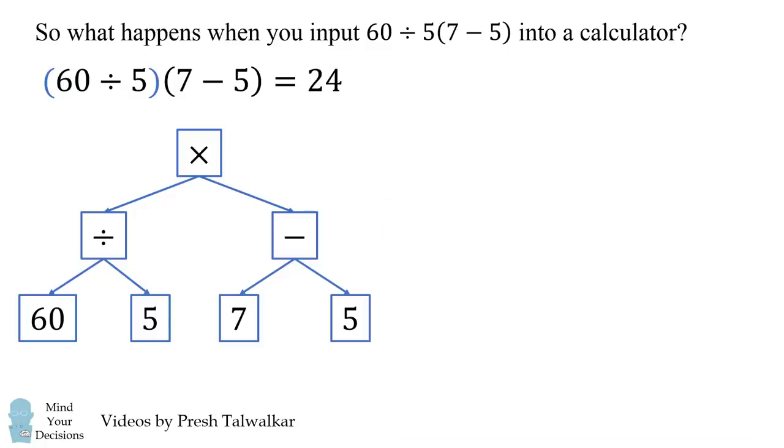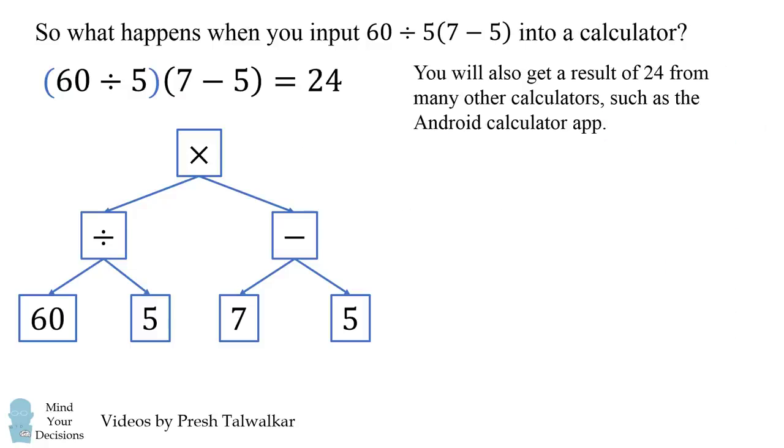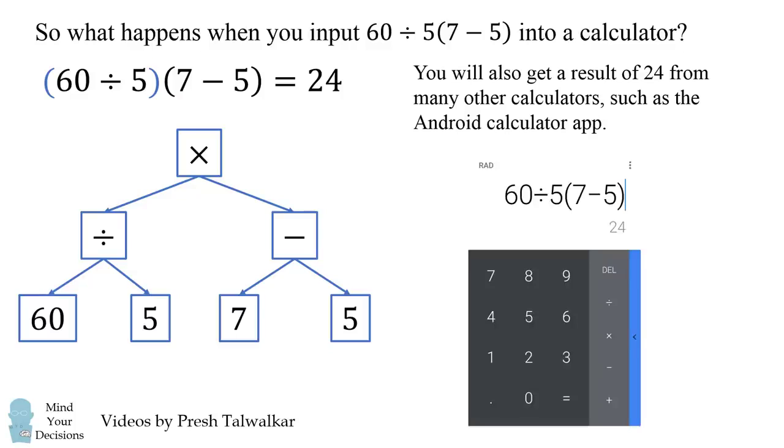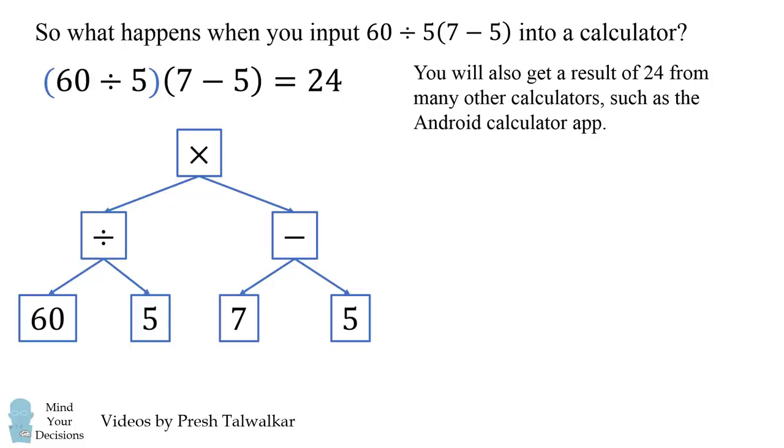Google is not the only calculator that'll do this. Many calculators, in fact, will give you the answer of 24. One such calculator is the Android Calculator app. If you put in 60 divided by 5 parentheses 7 minus 5, you'll also get the answer of 24. I've also tried this on many other calculators. You'll also get the answer of 24. But I wouldn't be surprised if some calculator did give the answer of 6 if it evaluated it according to the other binary tree. But from what I've seen, almost every calculator gives the answer 24.